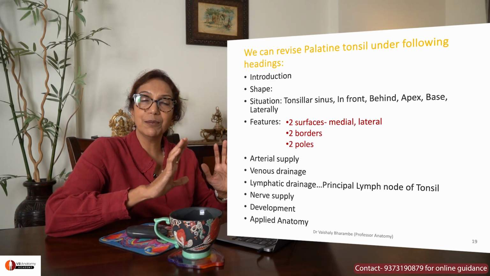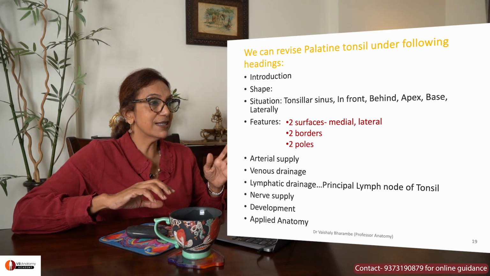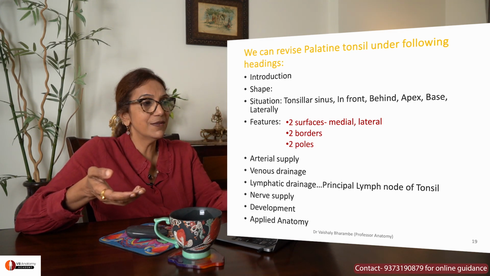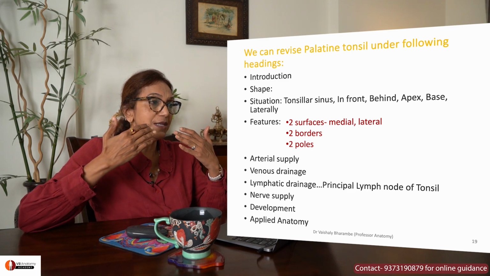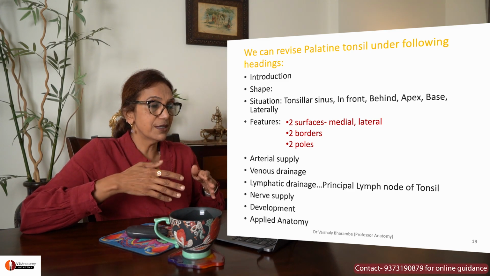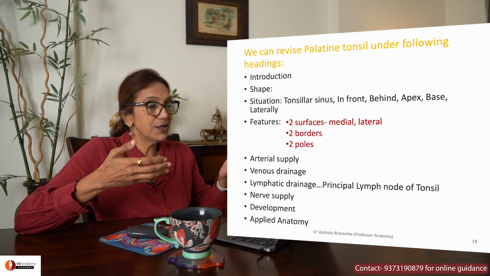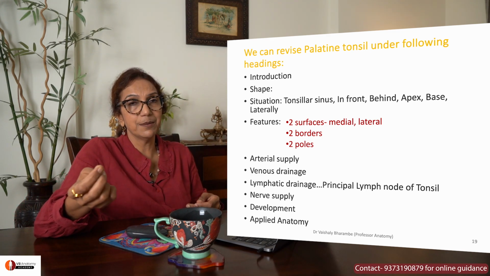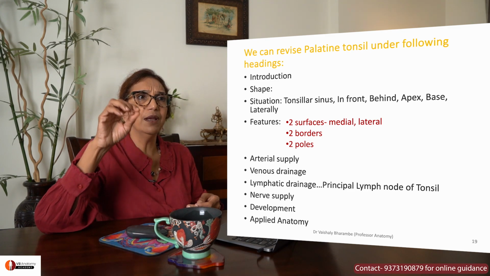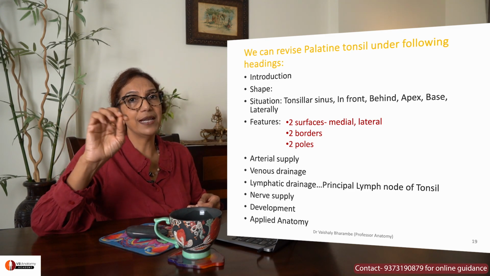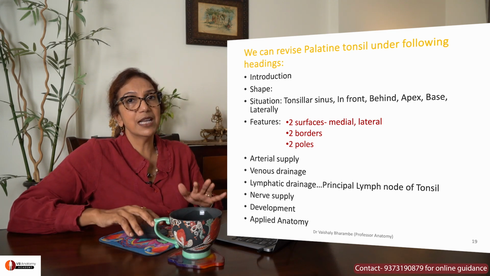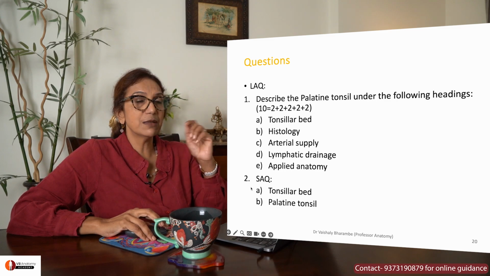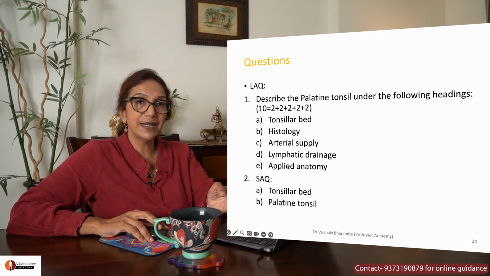We come back to the same thing. Take a screenshot. We discussed the introduction. I have a habit. I always say introduce the topic to yourself. So then we talked about shape and situation. We discussed features. We learned arterial supply, venous drainage, lymphatic drainage. We did all this with the help of two simple diagrams. Then we discussed nerve supply. We mentioned development and finally applied anatomy. I hope all this helps you to solve the exam question of palatine tonsil, which can come in this manner. Okay? SAQs as well as LAQs.